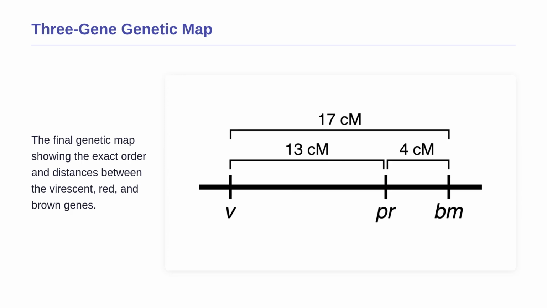Let us visualize what we have just calculated. On screen is the final genetic map for our 3 corn genes. The horizontal line represents the chromosome itself. You can see the 3 genes marked in their exact order: V for virescent, PR for red in the middle, and BM for brown. The distance between the first 2 is clearly labeled as 13 centimorgans, and the distance between the second and third is 4 centimorgans. The overarching bracket shows the total distance of 17 centimorgans. This diagram perfectly captures the physical layout we deduced from our cross.